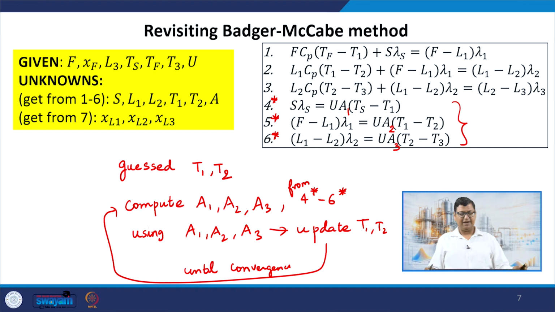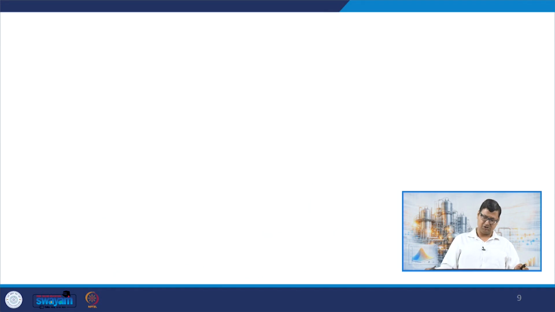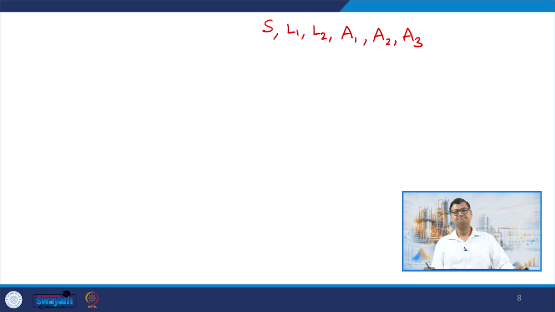So let us go back and try to do the graph for this new Badger-McCabe method, the iterative method. And now the variables are changed because we have guessed T1 and T2. The new variables are S, L1, L2, A1, A2, and A3. Let us do the occurrence matrix for this particular case. So we have the equations.